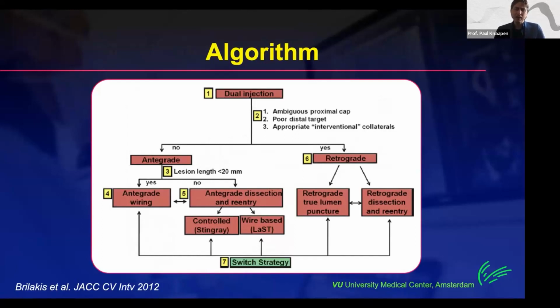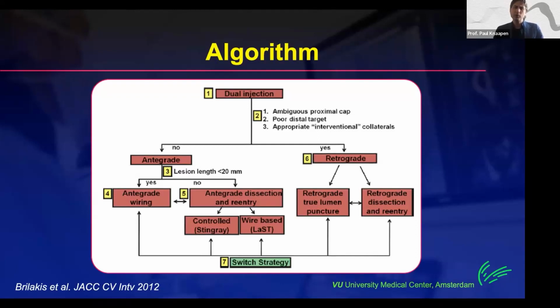I took this slide, which is almost a decade old now, on the hybrid algorithm. It's been updated, but I still like this because it tells us basically 4 types of things we need to know. What does the proximal cap look like? What is the lesion length? What is the distal target? And do I have retro options?